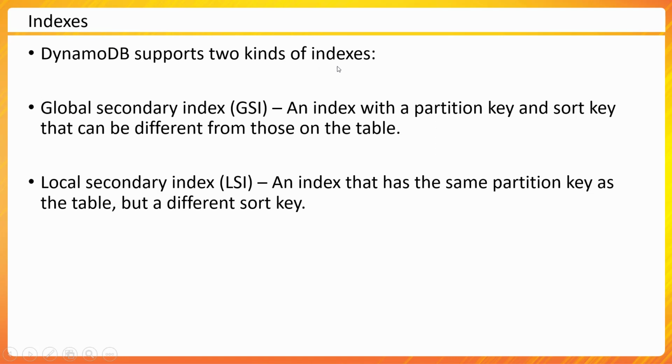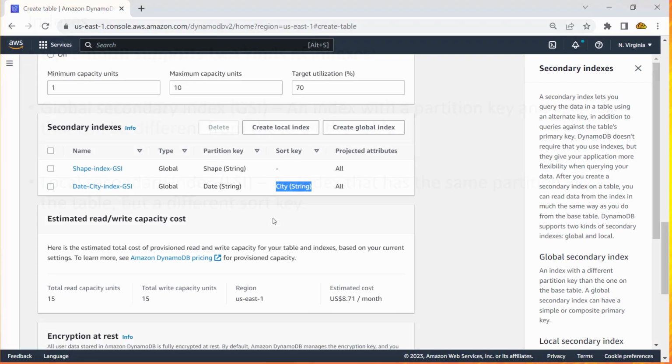So DynamoDB supports two kinds of indexes, GSI and LSI. GSI is an index with a partition key and sort key that can be different from those on the table, which we just saw. Local secondary index is an index that has the same partition key as the table but a different sort key, and it will make more sense when I show it to you in the console.